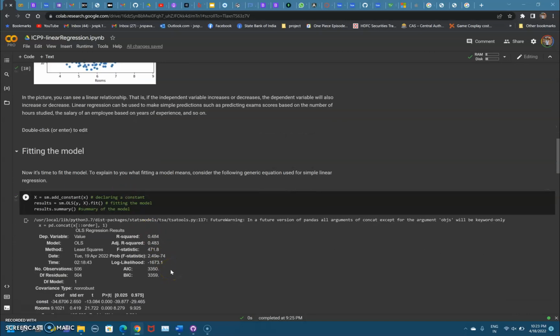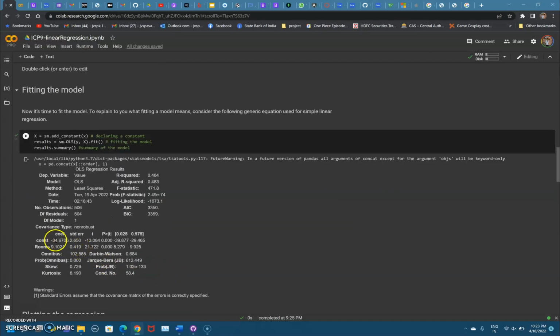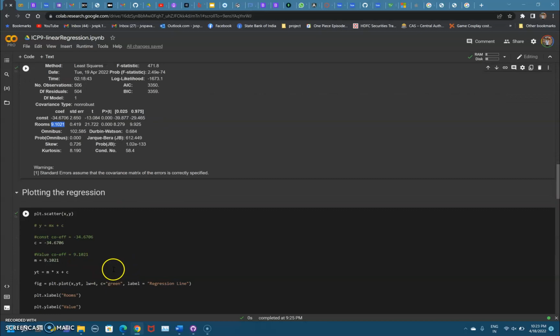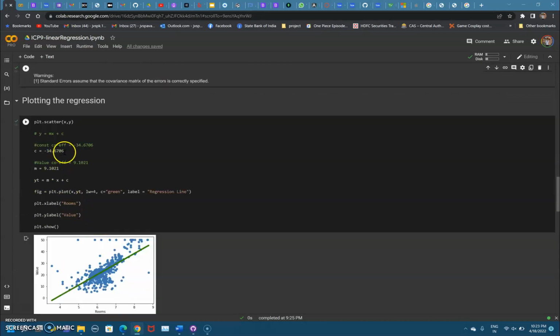Now to fit the data in the model, we have used OLS, which is ordinary least squares, to find the coefficient and slope of the data. As you can see here, we have got the constant coefficient as minus 34.67 and rooms coefficient as 9.101. So from this, we can say that c, which is the y-intercept, is minus 34.67 and m, the slope, is 9.10.